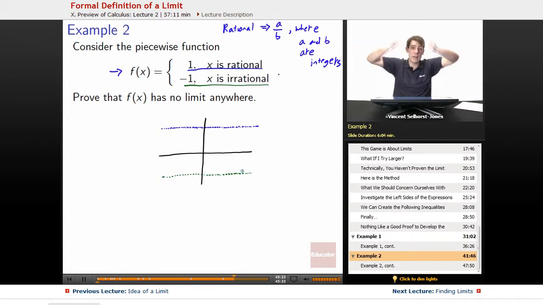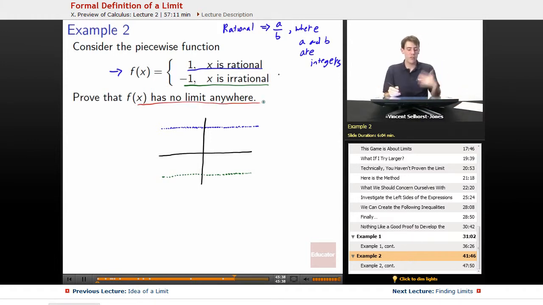You're constantly jumping back and forth and back and forth if we were trying to plot this thing out, right? It's certainly not continuous because it's two things simultaneously. So why can't we have a limit? Now let's try to think about why there will be no limit anywhere.